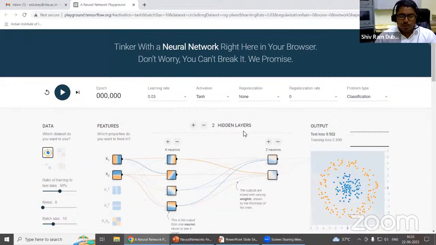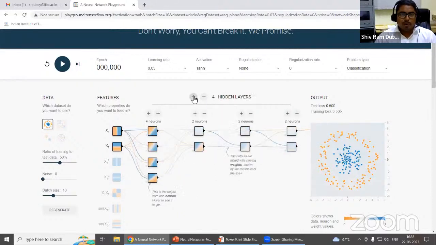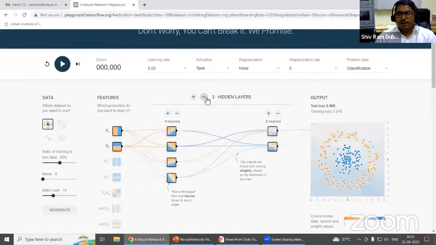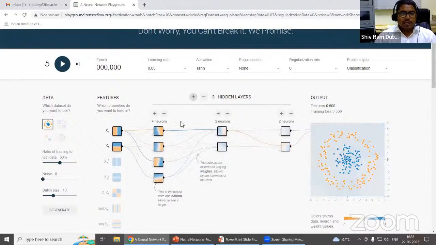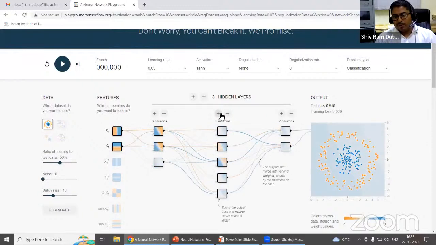And we have 2 hidden layers in this case. The first hidden layer has 4 neurons and the second hidden layer has 2 neurons. And we can increase and decrease the number of hidden layers. Here on the top, you can see we can include one more hidden layer, or we can decrease the hidden layers. Suppose I'm keeping 3 hidden layers. Even in a particular hidden layer, we can increase or decrease the number of neurons. Here we have 4 neurons. If I want, I can have 3 neurons. In the middle ones, suppose I want to have 5 neurons.